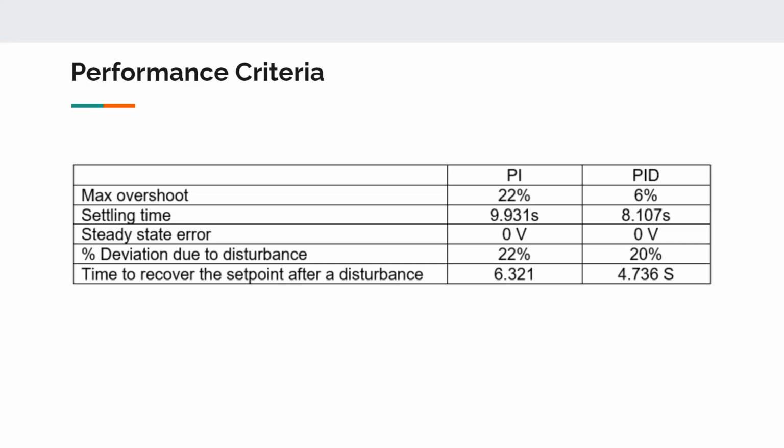Now, with the disturbance, the percent deviation was nearly the same, a 22% deviation with the PI and a 20% deviation with the PID. But the PID did recover the set point faster after that 1 volt disturbance, 4.7 seconds for the PID as opposed to 6.3 seconds for the PI controller.